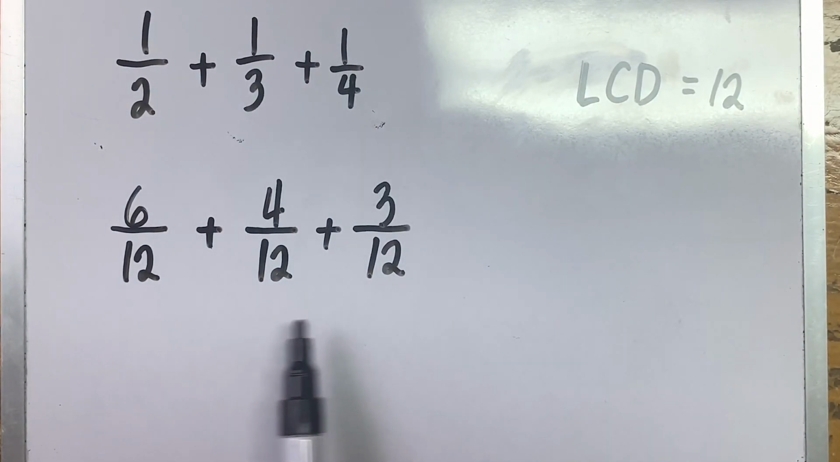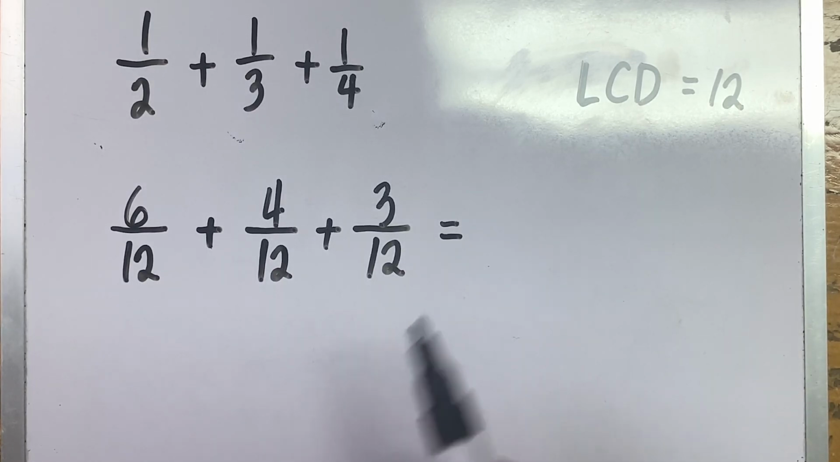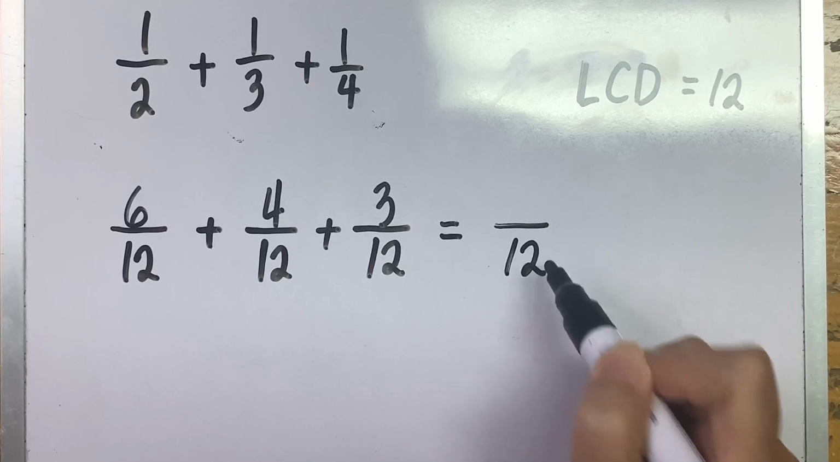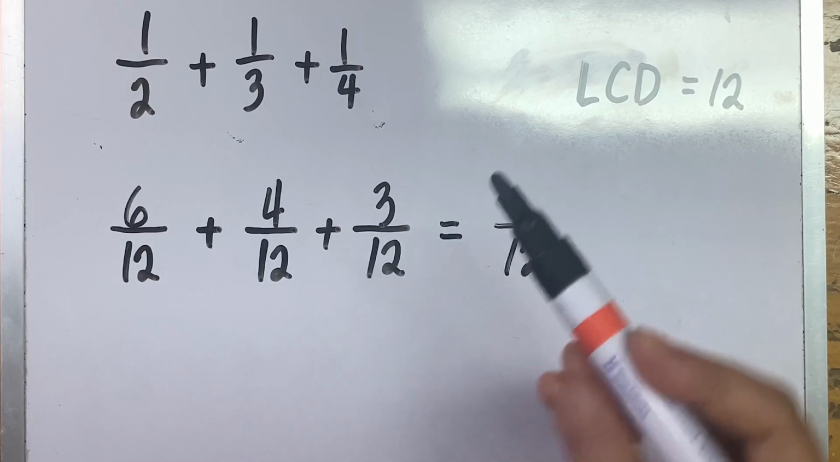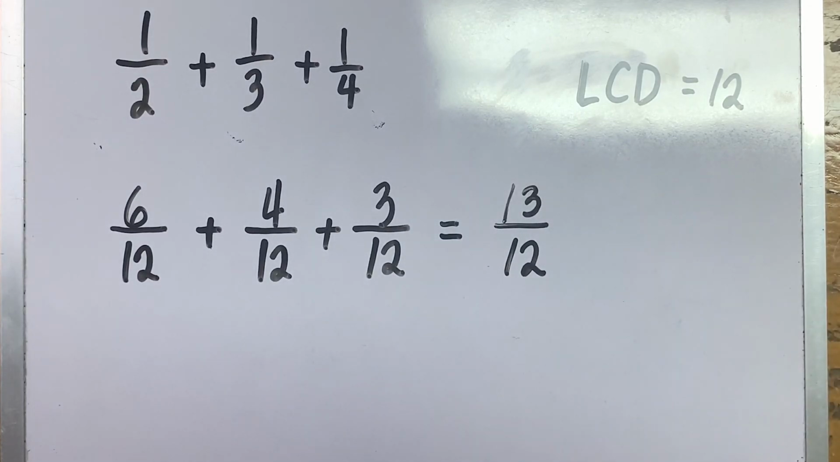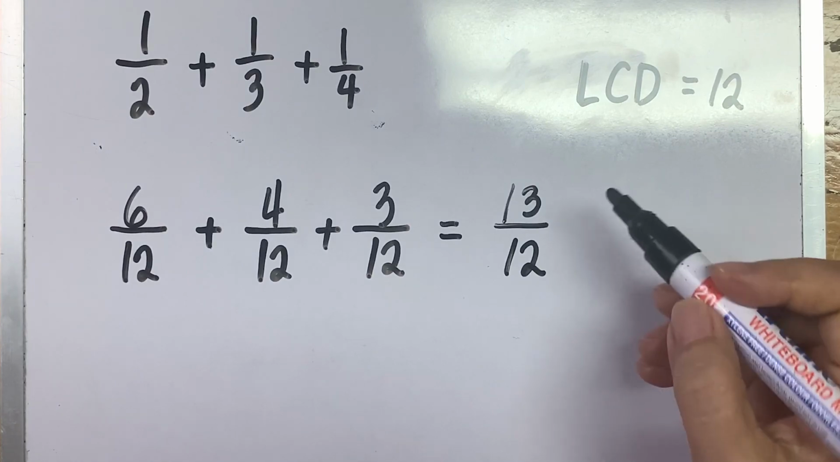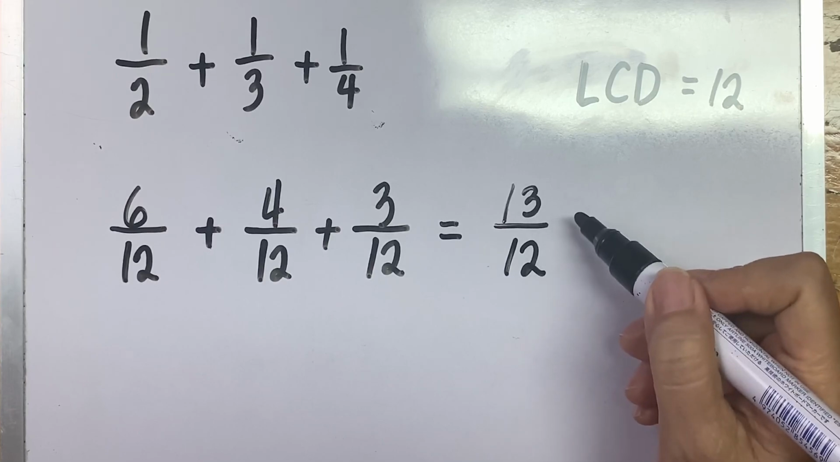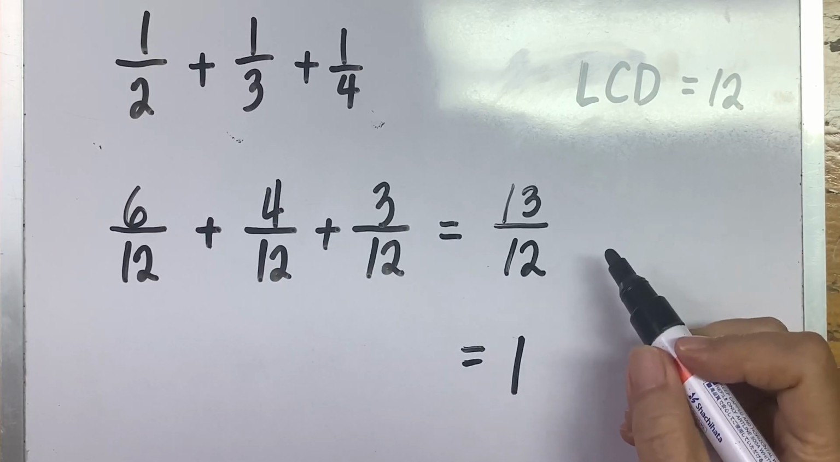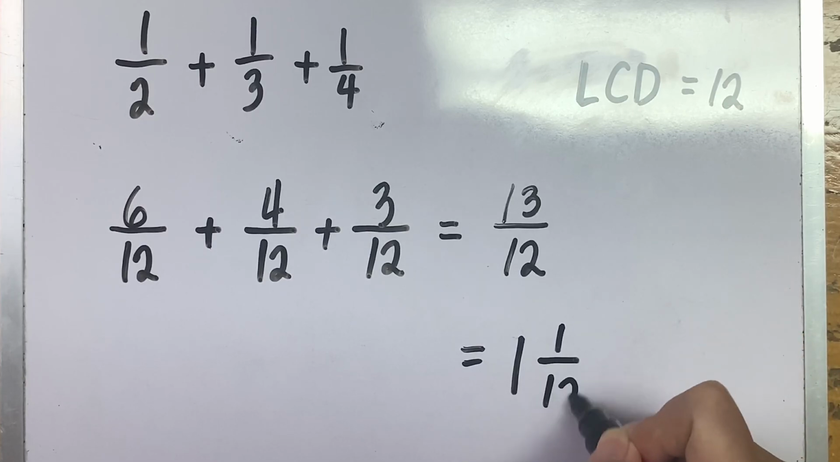Now we have like fractions. And so having like fractions, we can now add all the numerators. Having 12 as the denominator, let's add the numerators. So 6 plus 4 is 10, plus 3. That gives us 13. Now, 13 over 12 is an improper fraction. So we have to change this into a mixed number by simply dividing 13 by 12, or how many 12s are there in 13? There's only one 12 in 13, and the remainder will be the fractional part, which is 1 over 12.